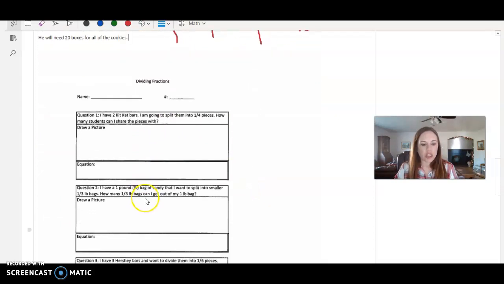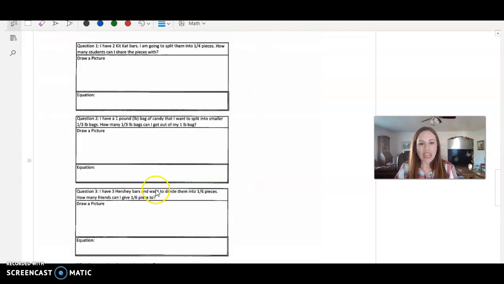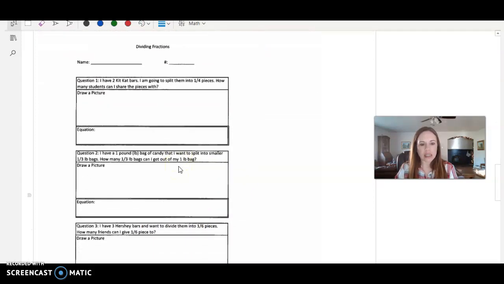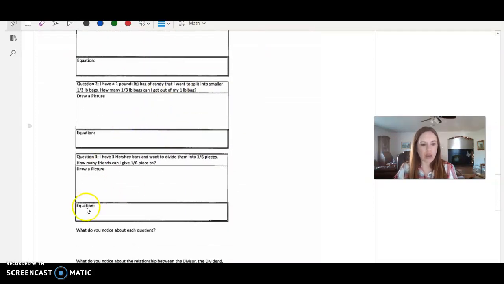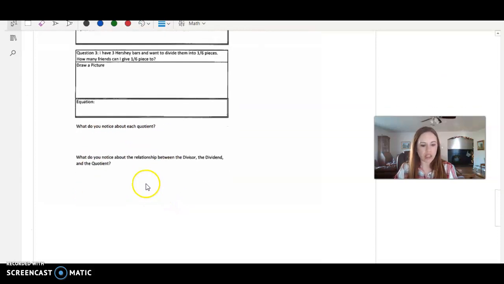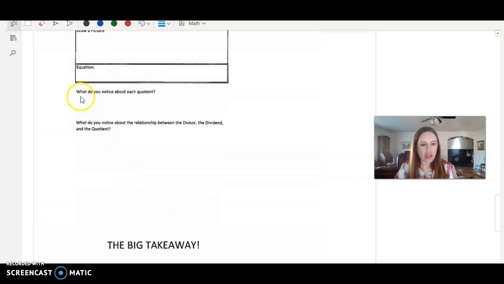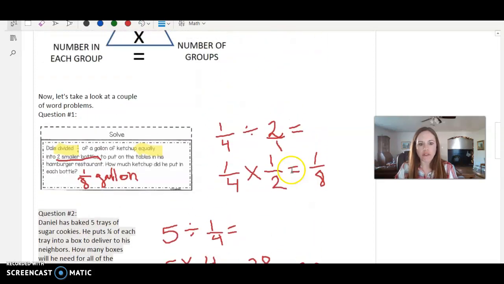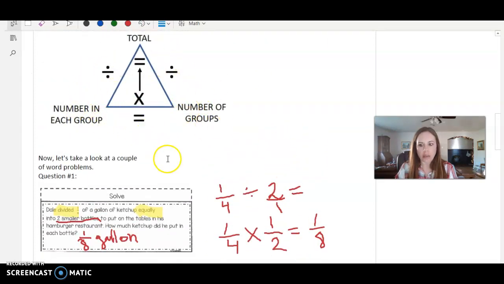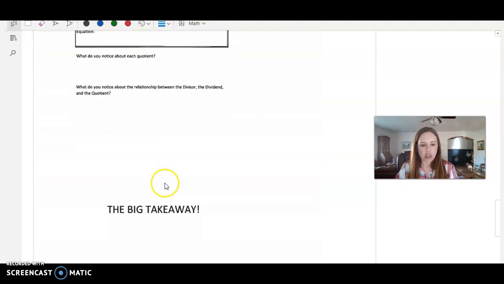Here are your questions. You have 3. Oh my goodness, I am just the nicest teacher ever. You only have 3 word problems to work out, but then look, you have a few other questions down here. So you have, what do you notice about each quotient? What do you notice about the relationship between the divisor, the dividend, and the quotient? You can reference the triangle up here. That might be a good thing to talk about.